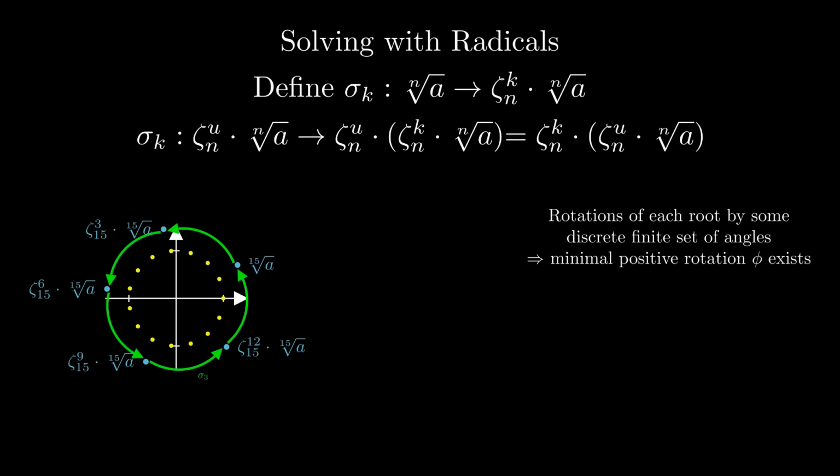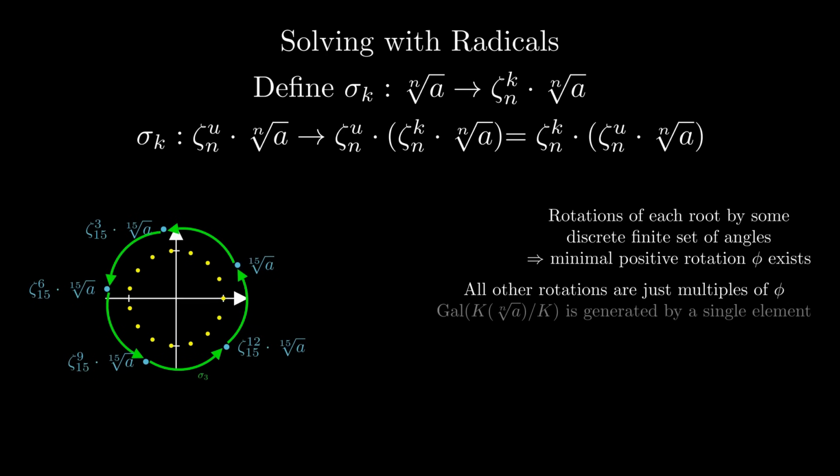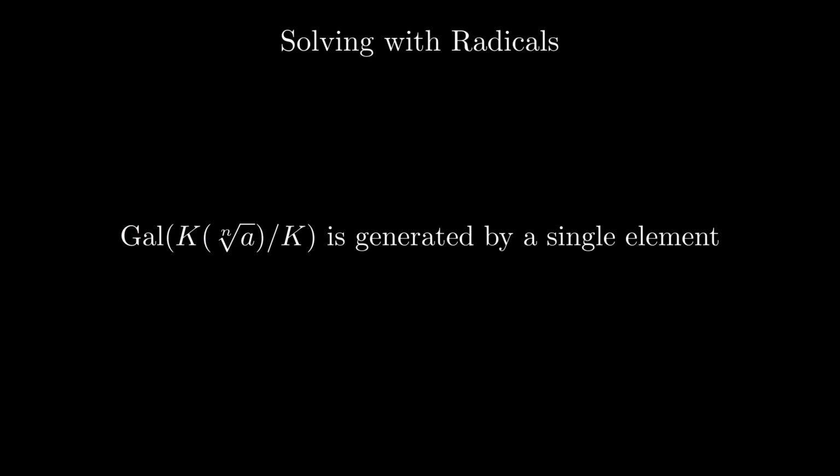But all Galois conjugates have to be some power of zeta times each other, and there has to be some minimal angle phi. And then we see that all other rotations are just multiples of phi. So the Galois group is just repeated applications, repeated powers, of this one generator rotation. When a group only contains powers of one element, we call it cyclic, so the Galois group of K adjoin the nth root of A over K is always cyclic.